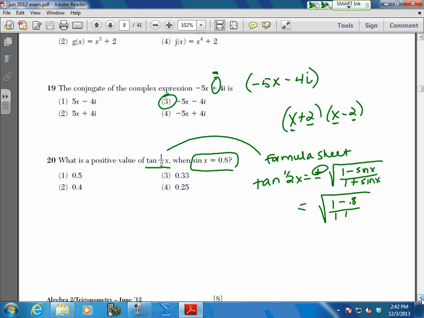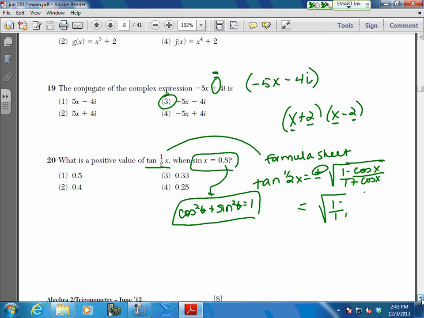Oh, we need the cosine. My mistake. We need your cosine. Okay, so to get our cosine, let's pull out our cosine first. We have a little identity that you have to remember. This is the only one you have to remember.